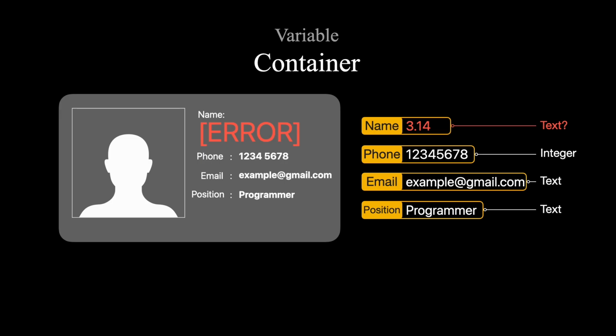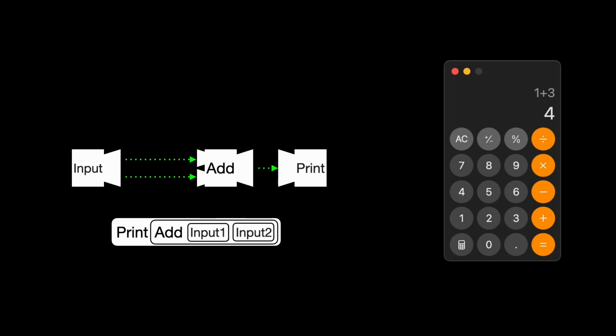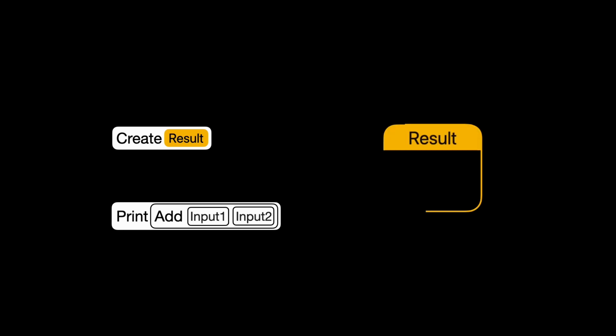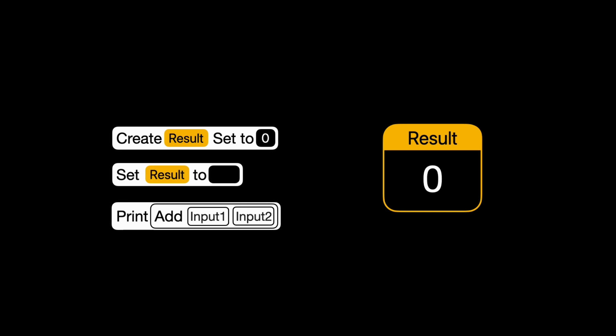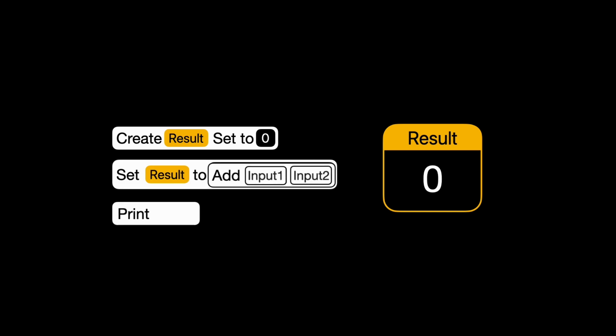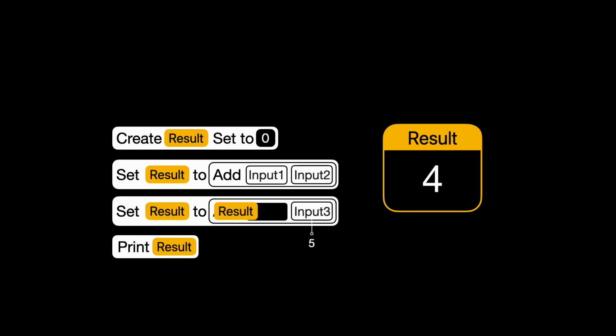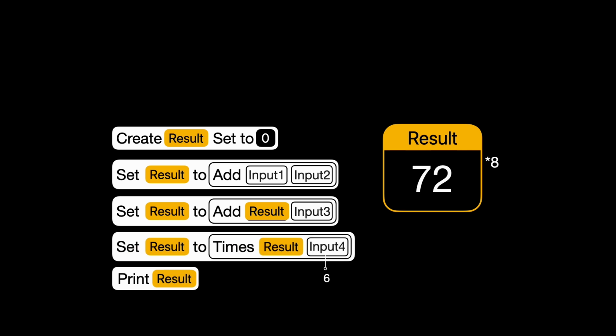Now, let's put our amazing idea to create a better calculator using code. First, we create a variable called result and set it to 0. Then, we add the first 2 numbers and send the value to the result variable. This way, we can print the value of the result to display the answer. For the next input, we add it to the variable. And that's it. If we want to do more calculations, we just need to duplicate and change the function name. And it's all set.